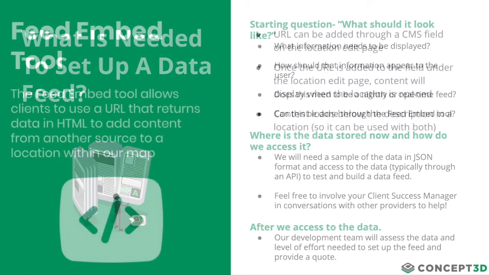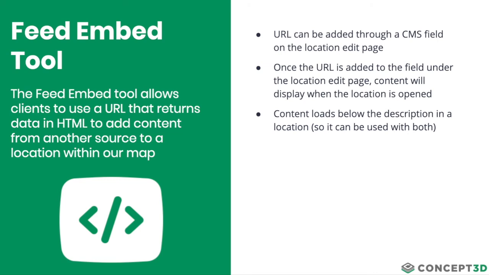The other, as I mentioned previously, is the feed embed tool. Now, the feed embed tool is something that you have access to within the CMS, and it gives you a way to link from a URL into a location, and our location will pull in all of the HTML from that URL and use it to populate the description of that location.